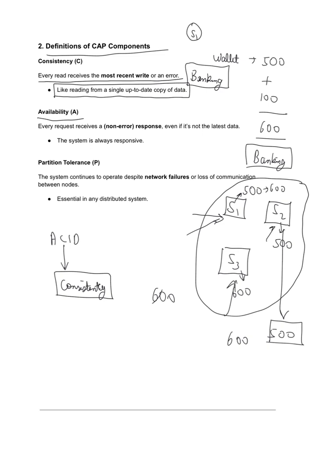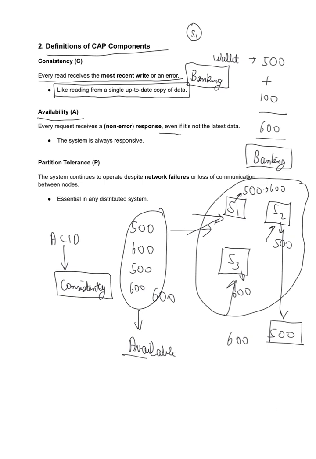Now let's look into the availability. Availability means every request that you are sending, you are getting response. Whenever you are sending a request, you are getting response. For example, if you are sending a request, you are getting 500, sometimes you are getting 600, sometimes you are getting 500, 600. This system is not consistent, but this system is available, right? Are you getting my point?